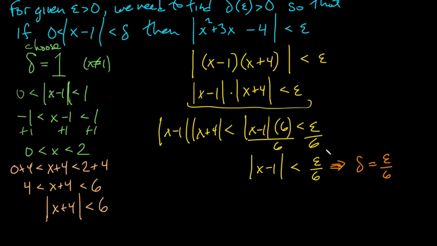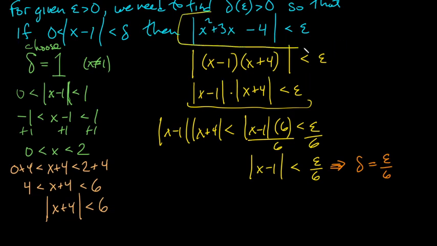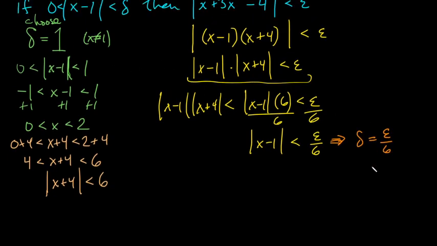Now wait a minute, you might think. Didn't I earlier just choose delta to be equal to 1? So how am I getting delta to be this epsilon over 6? Which is it? Remember, we want delta to be small enough so that this statement has to be true. Again, this statement is my original absolute value of f of x minus L less than epsilon. We want to guarantee that that's the case.